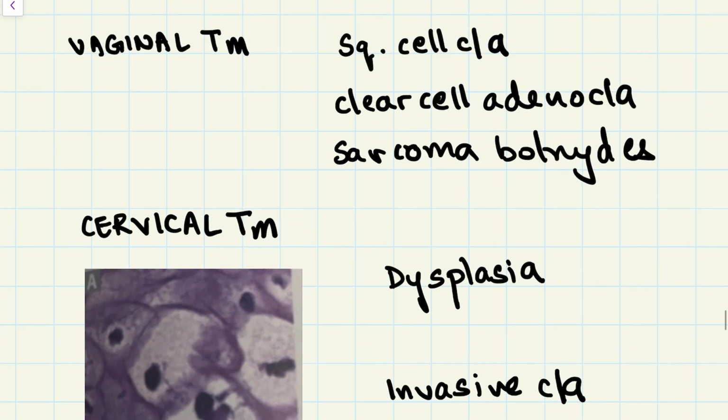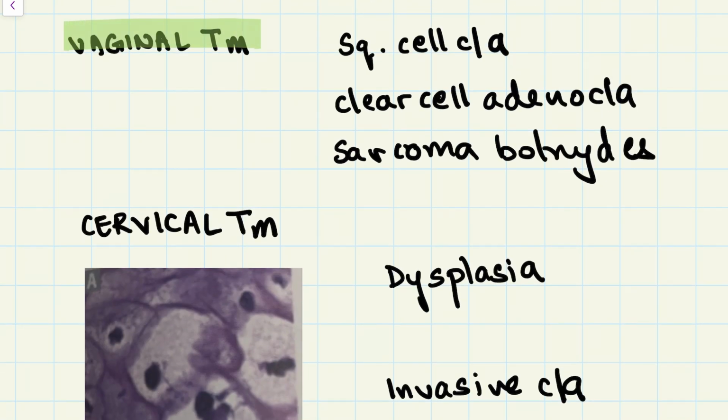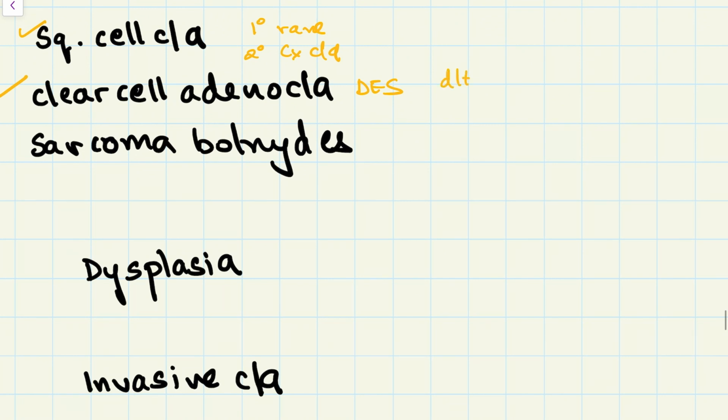Next, we'll be studying about the vaginal tumors. So the most common vaginal tumor is a squamous cell cancer. Primaries are rare. It is usually a secondary due to cervical cancer. Second is a clear cell adenocarcinoma, which is associated with DES exposure, and it is caused due to vaginal adenosis. What is adenosis? It means that the upper two-third vagina has persistence of glandular columnar epithelium.